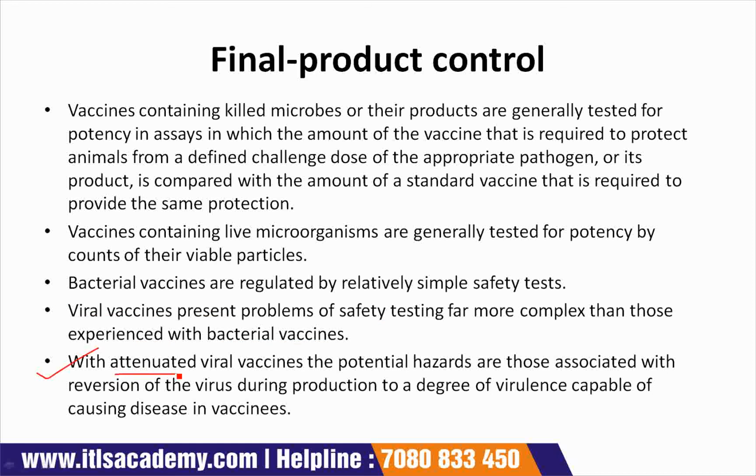With attenuated viral vaccines, the potential hazards are those associated with reversion of the virus during production to a degree of virulence capable of causing disease in the vaccinee. Vaccinee is the person who is getting doses of the vaccine.